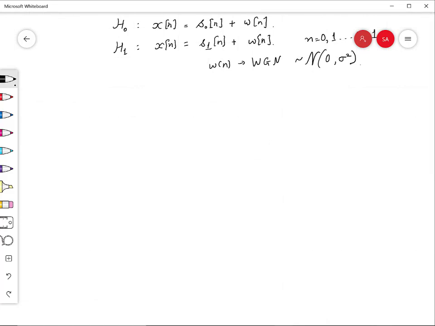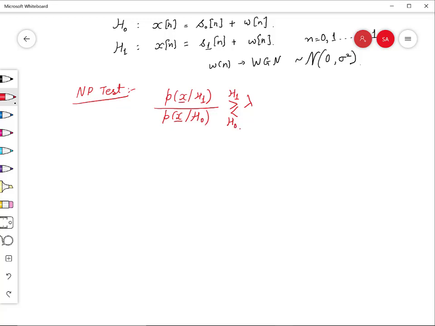Alright, so let's try to solve this problem again using the Neyman-Pearson theorem, the NP test. What it says is that the probability of x given h1 divided by the probability of x given h0 should be greater than some constant, let's say lambda. If this is correct, then we choose hypothesis 1 to be correct, and if it is less than lambda, we choose hypothesis 0 to be correct.